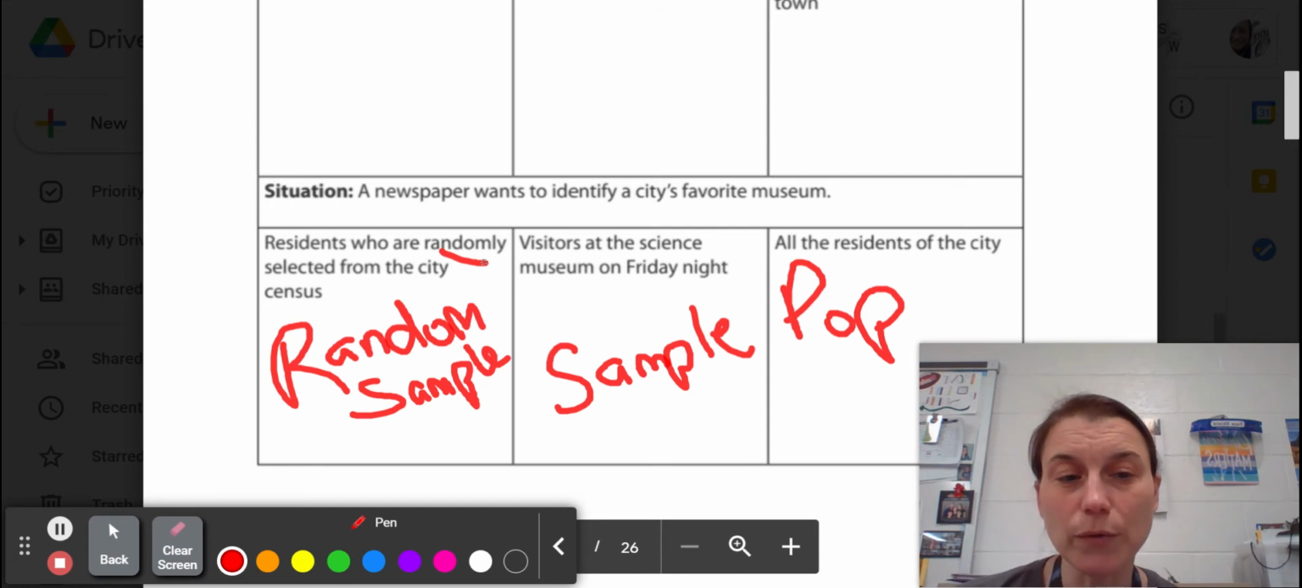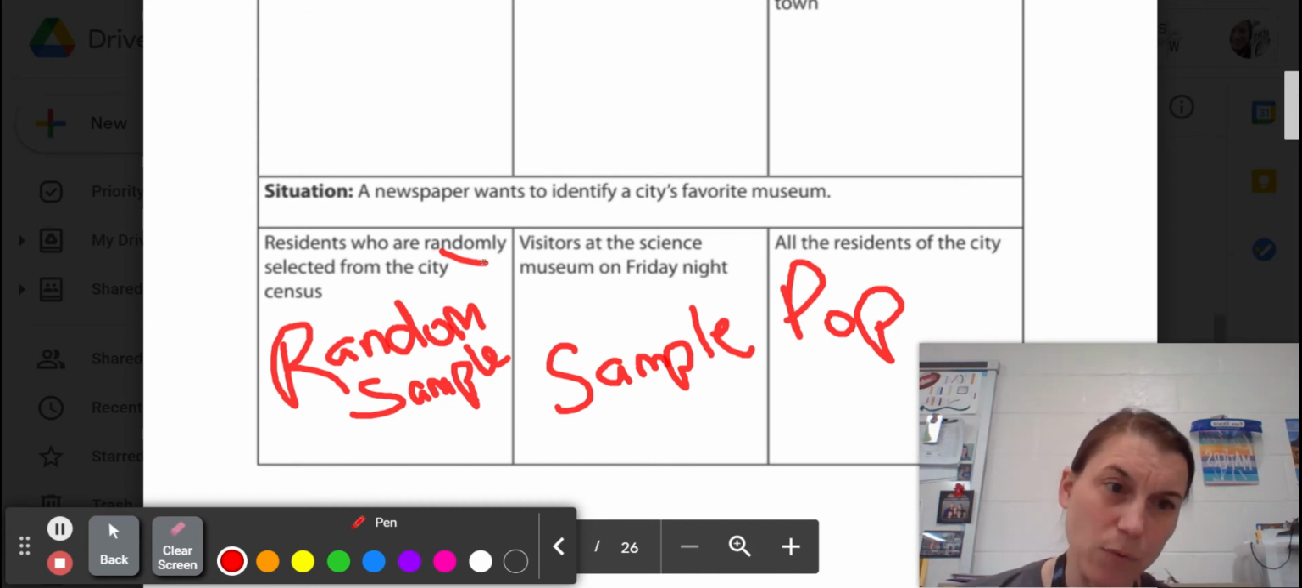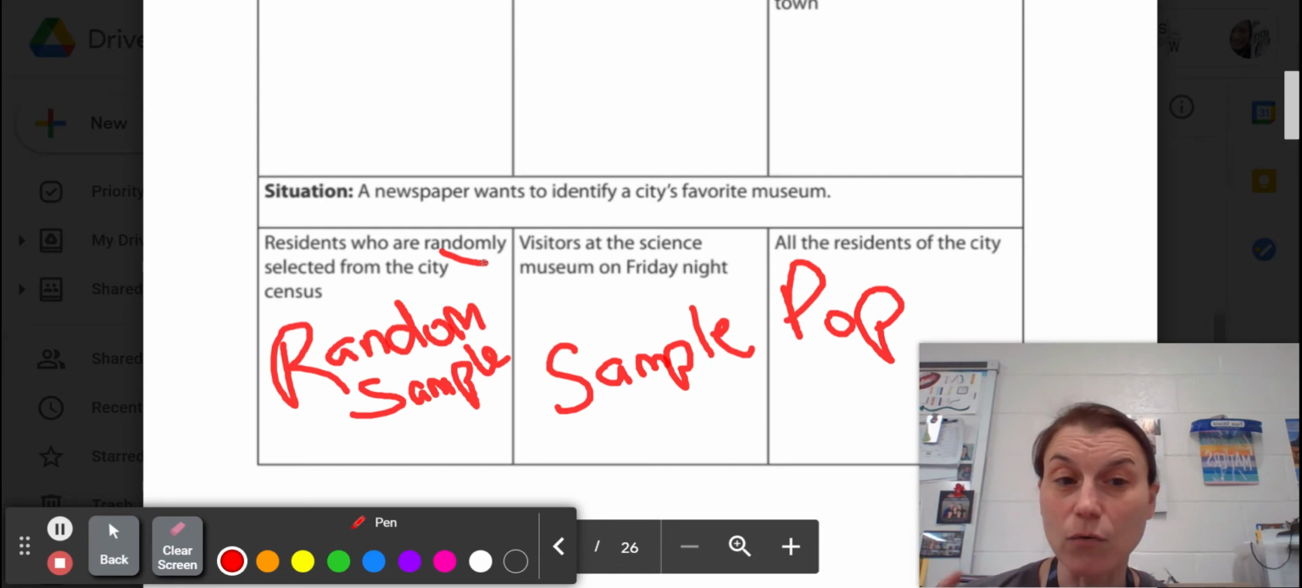So that's a review of some situations and how to decide what's the population, which is everybody who's being involved, and then what's a sample, and what's a representative sample, which would be one where everybody has a chance to be chosen and it represents the whole group.